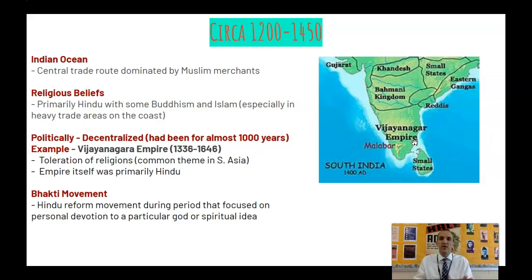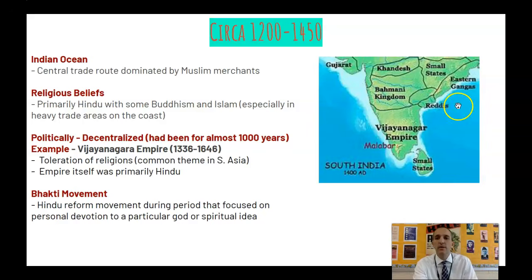And politically, this area from circa 1200 to 1450 is very decentralized. It had been decentralized in South Asia for about 1,000 years. If you know your early world history, we're going back to the Gupta Empire as the last time India was centralized. And one example of an empire here is the Vijayanagara, pardon my pronunciation on that, empire, which is about 300 years in the southern part here. It's brought up as an example. I don't think they'll ever ask this name specifically on a question, but it's good to use an example.